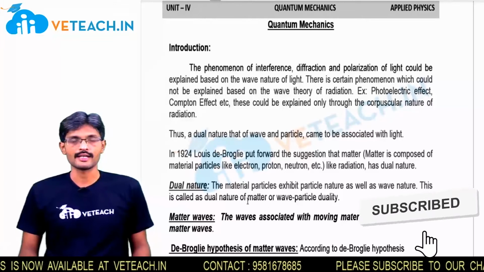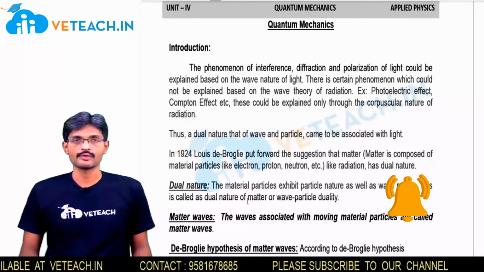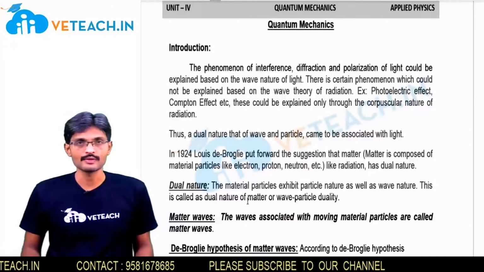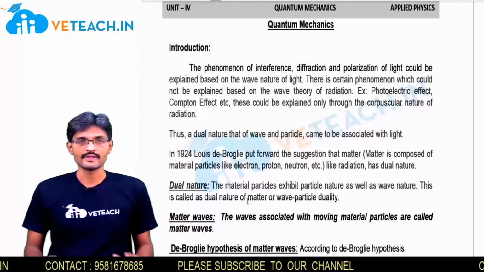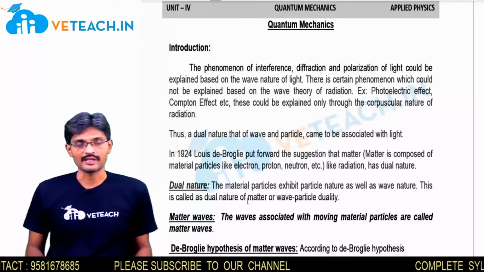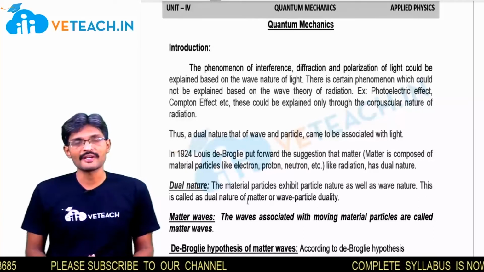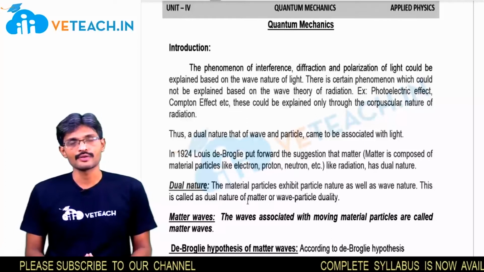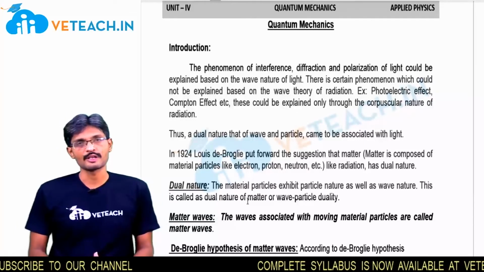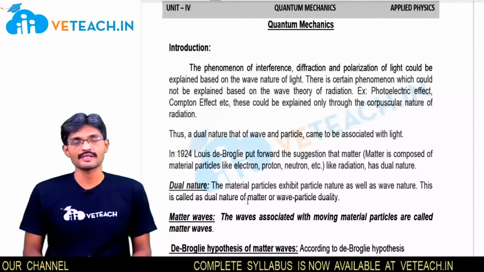Unit 4 contains three major topics: quantum mechanics, electron theory of metals, and band theory of solids. In this session, we are starting quantum mechanics. In quantum mechanics, we are going to discuss the behavior or motion of microscopic particles. This behavior plays an important role in different properties of metals, like physical properties, chemical properties, optical properties, magnetic properties, mechanical properties, etc.